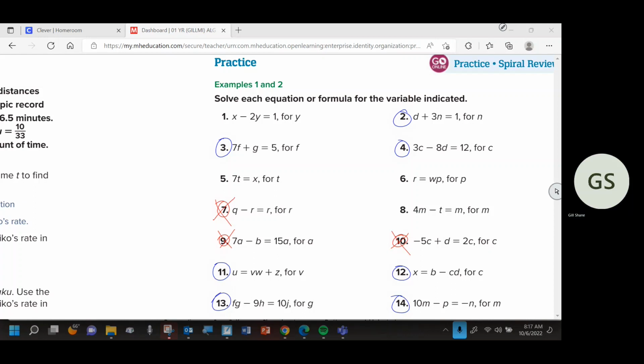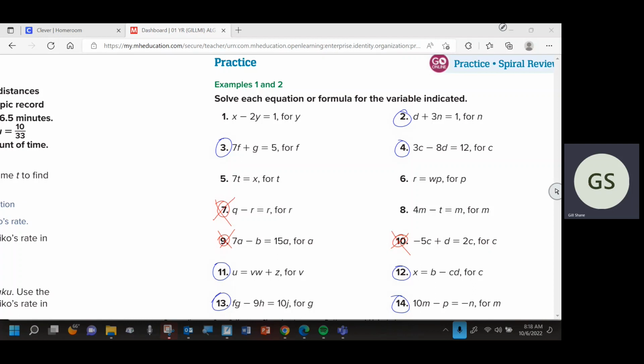So this is a D. Well, what are we solving? We need to get rid of what? We need to get rid of this whole thing. You gotta think of this as one thing. We're subtracting this away from C. So how do we get rid of it? Add the whole thing.